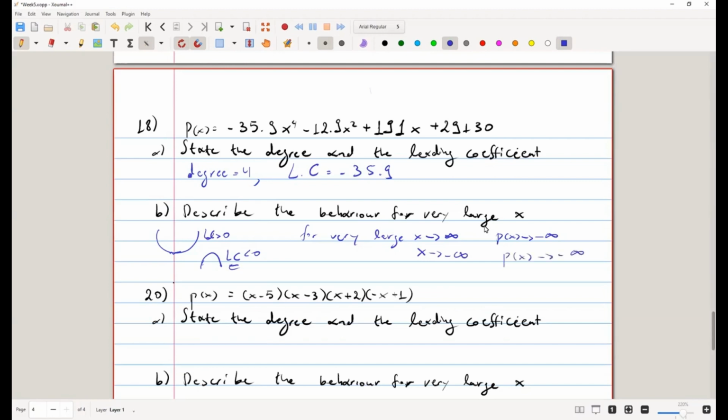Another way to remember it is that for even degrees, it does the same thing regardless of which infinity we have, while in odd degrees, it flips. As long as you know one, you know the other in either case.